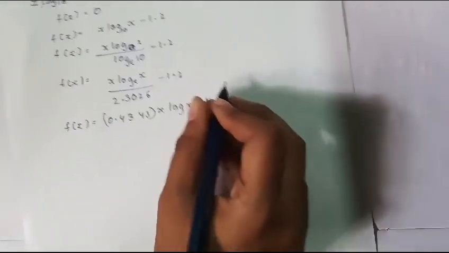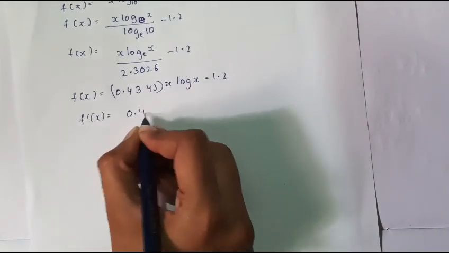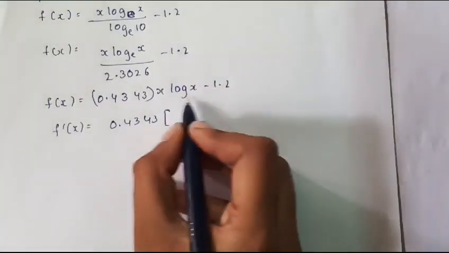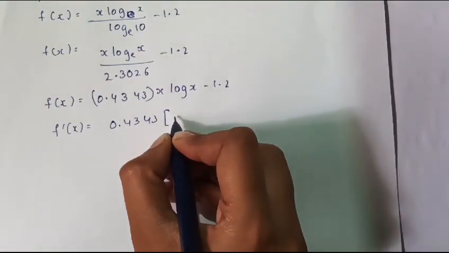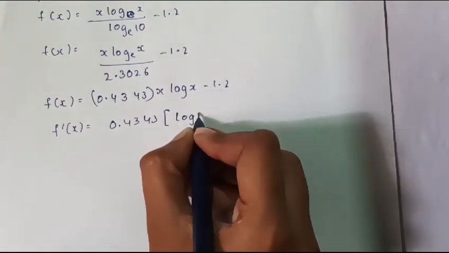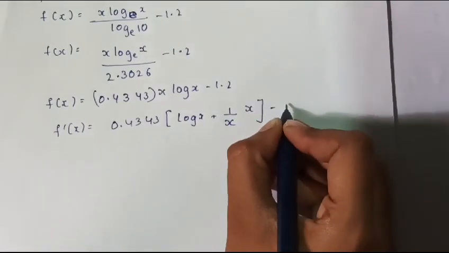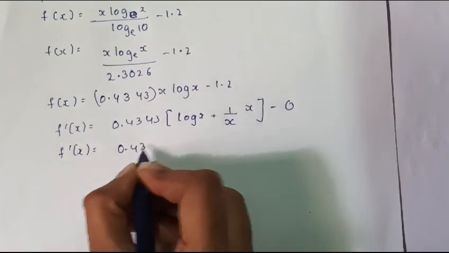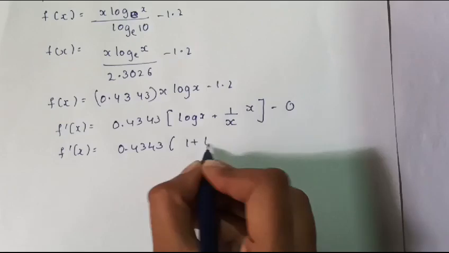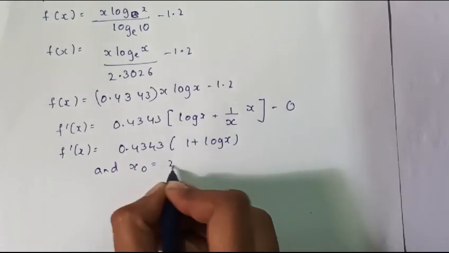minus 1 by 2. Then differentiate this, which gives f dash of x equals 0.4343. By differentiating x log x, I am taking the constant outside: the differentiation of x is 1, into the second function, plus the differentiation of log x, which is 1 by x, into the first function, minus the differentiation of the constant, which is 0. So f dash of x is equal to 0.4343 times (1 plus log x), and x naught is equal to 2.5.